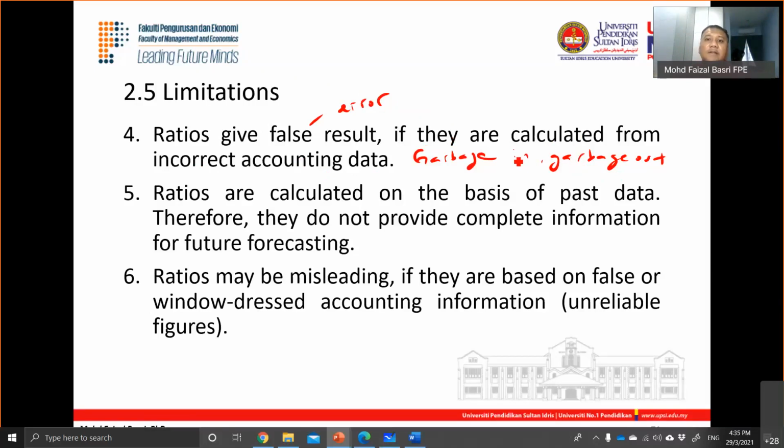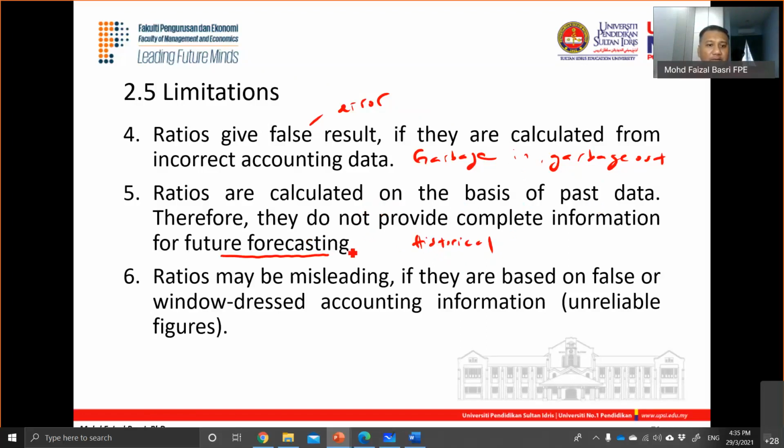Ratios are calculated on past data, therefore cannot provide complete information for future forecasting. For ratios we cannot forecast, but the data itself we can use for forecasting. Later we will discuss that. For ratios, we usually just base on historical data, not for forecasting.